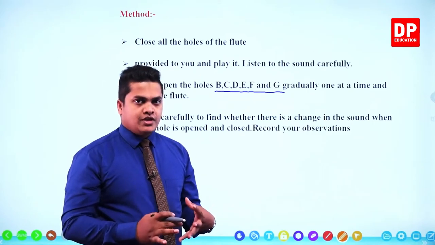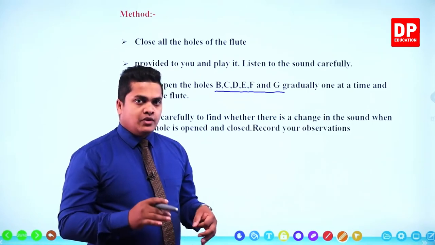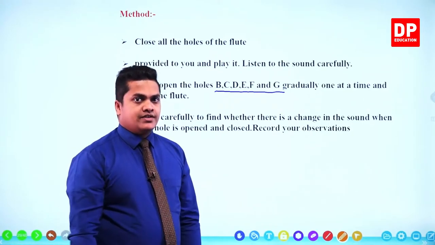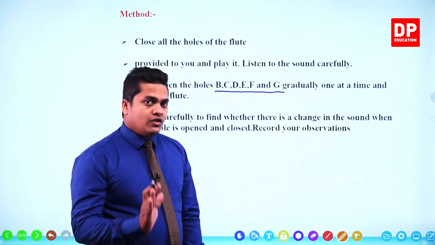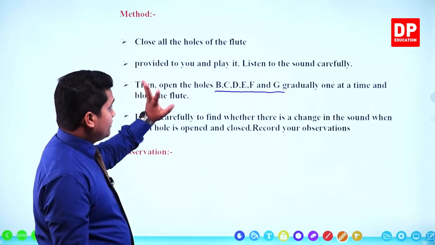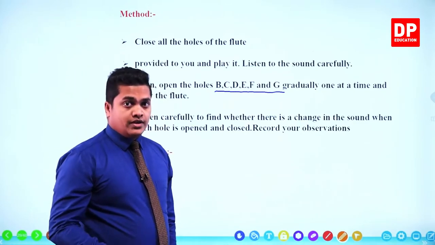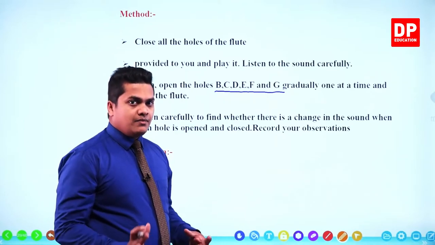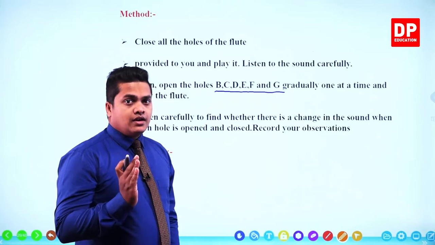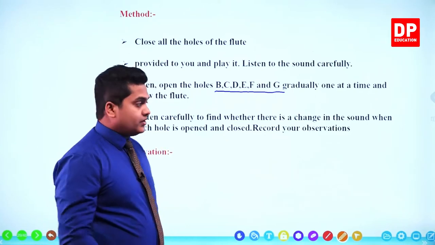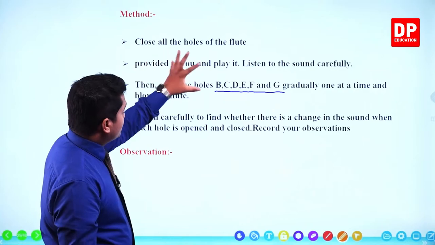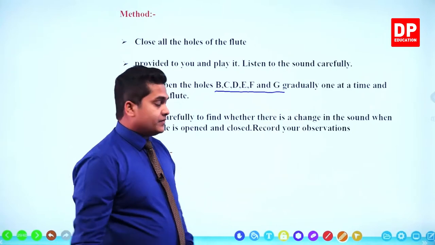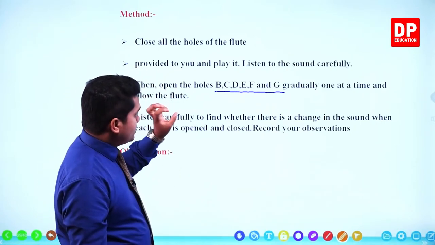Here we are going to see what will happen to the frequency when increasing or decreasing the vibrating air column inside it. Okay? So first step is we need to close all the holes of the flute and check what kind of a sound is going to emit. Kind means here you have to observe the intensity of the sound. Okay? So you have to close all the holes of the flute provided to you and play it. Then listen to the sound carefully. That's the first step. So in the next one, open the holes.